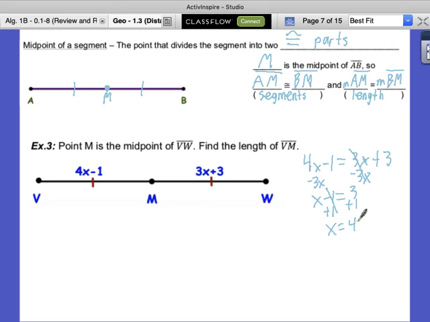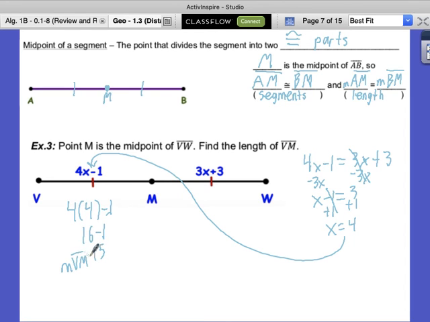No. How does that even help us? We can plug it in. So instead of 4 times x minus 1, it's going to be 4 times 4 minus 1. So 16 minus 1 is 15. They're equal. The measure of segment BM is 15.